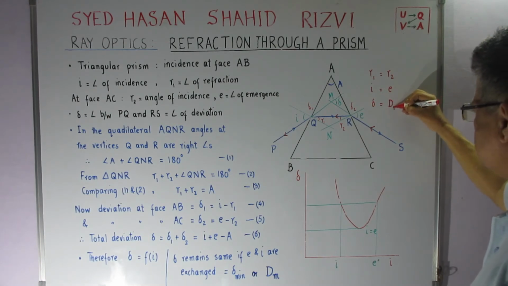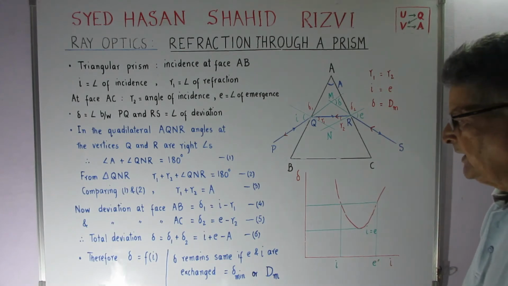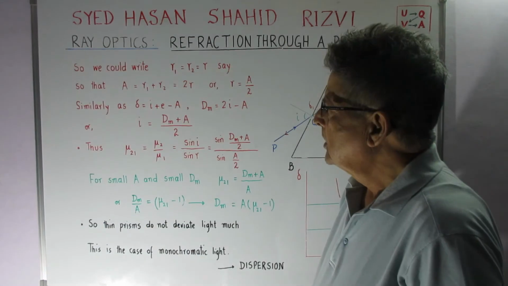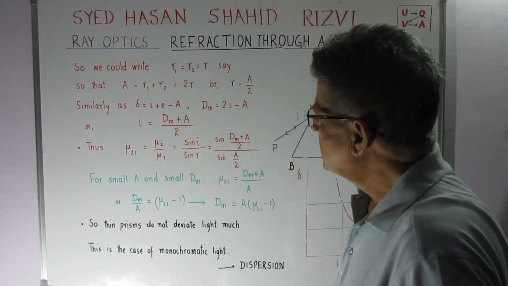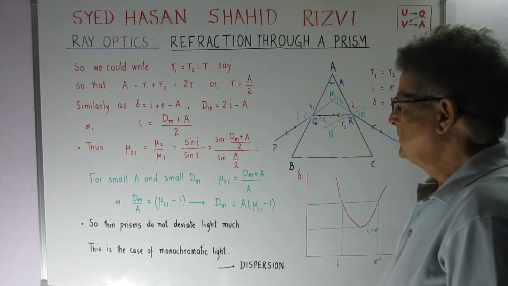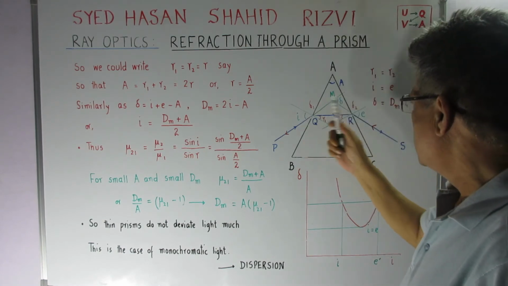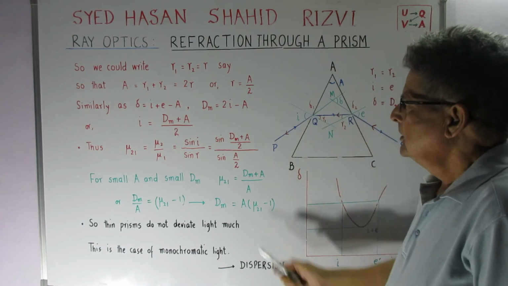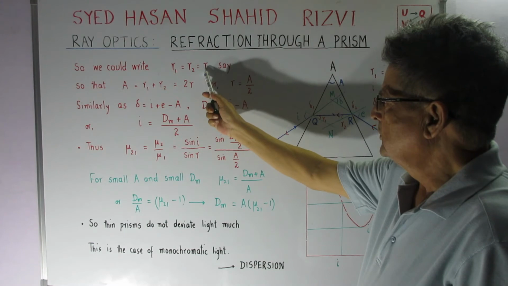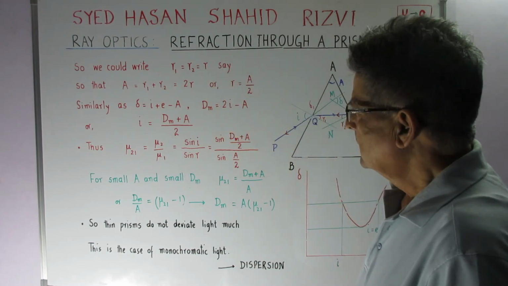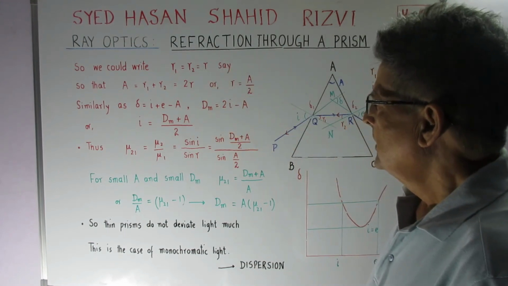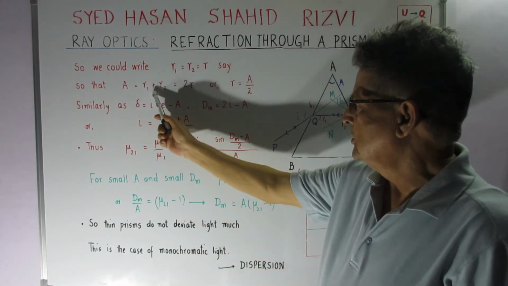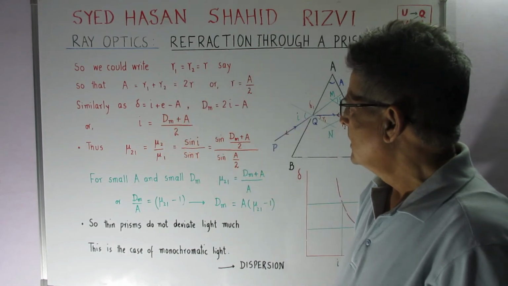So with these things we discuss it a bit further to obtain the formula for deviation. So we could write that because E is equal to I, and the rays can retrace, therefore R1 is equal to R2, which is equal to say R. Angle of refraction is R. So that the angle of the prism A is equal to R1 plus R2, which is equal to 2R.